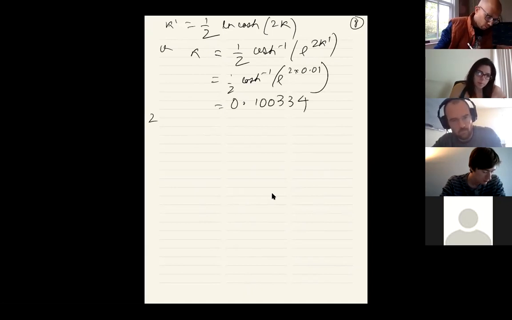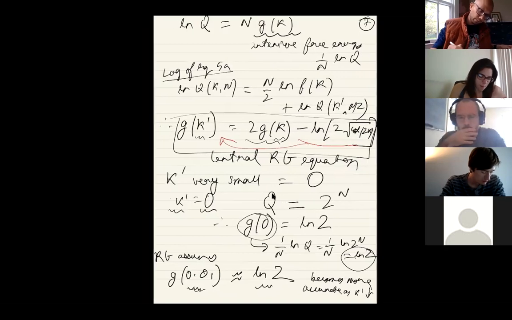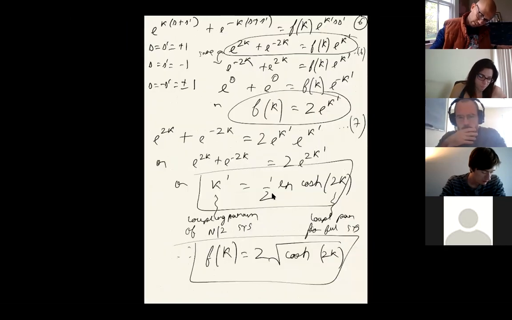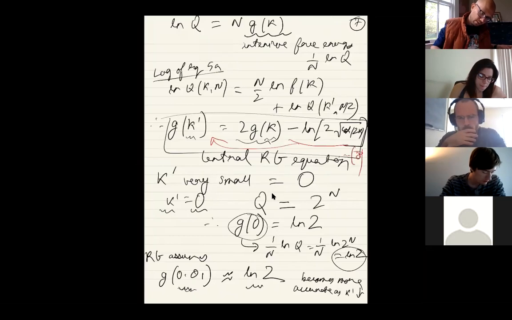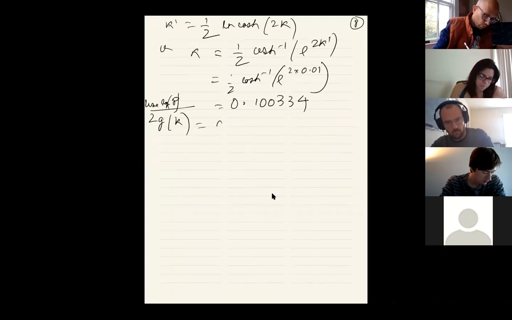This means that now we can use our central RG equation, where we take this term and bring it to the left-hand side. Let's call it equation 8. So now use equation 8. And what does that tell us? That tells us that 2g of K is equal to g of K prime plus ln of 2 times the hyperbolic square root of hyperbolic cos of 2K.